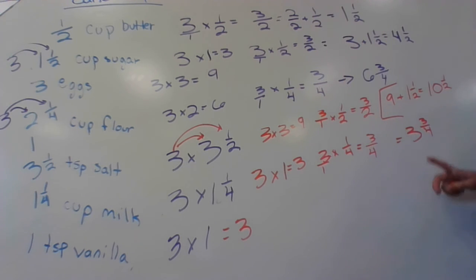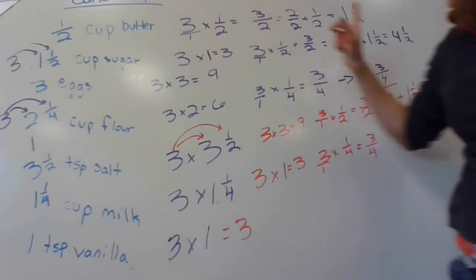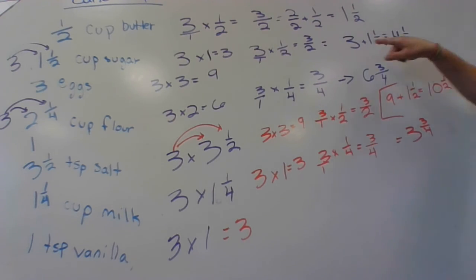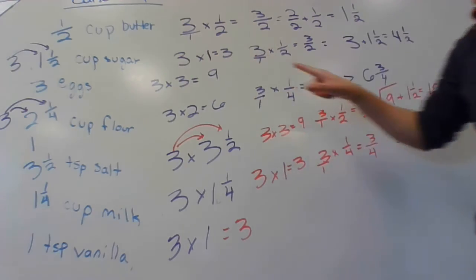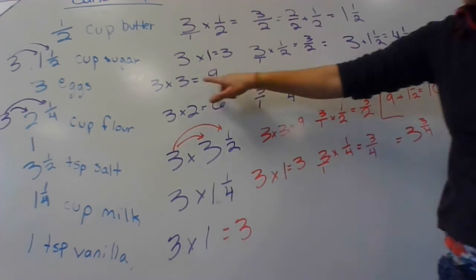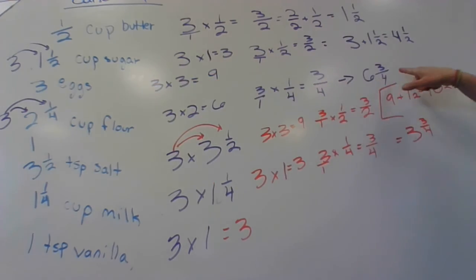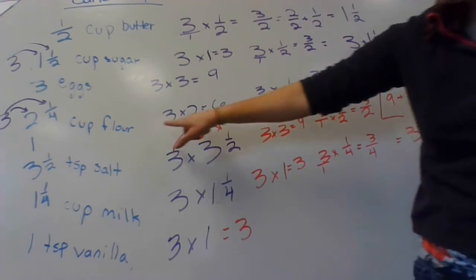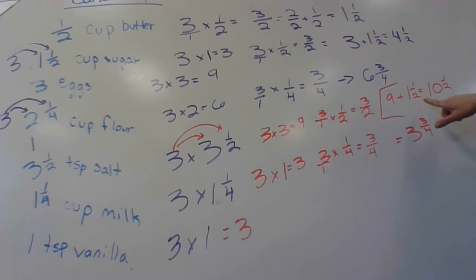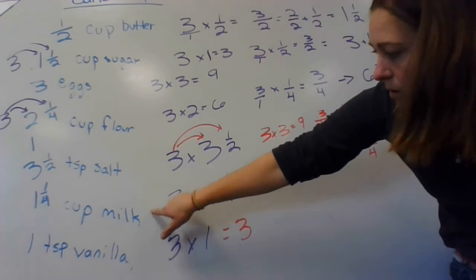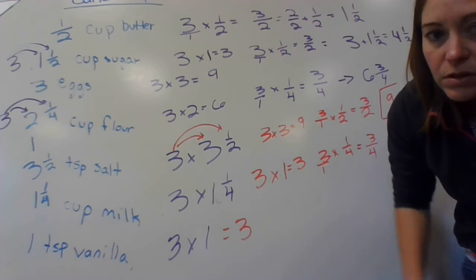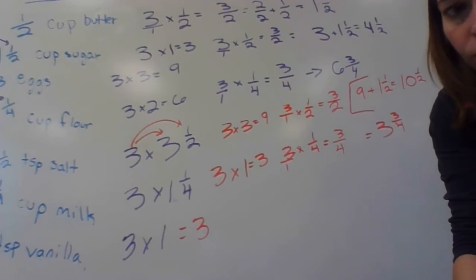So you would need, in total, 1 1/2 cups of butter now. You would need 4 1/2 cups of sugar. You would need 9 eggs. You would need 6 3/4 cups of flour. You would need 10 1/2 teaspoons of salt, 3 3/4 cups of milk, and 3 teaspoons of vanilla.